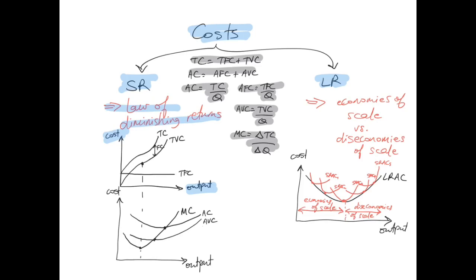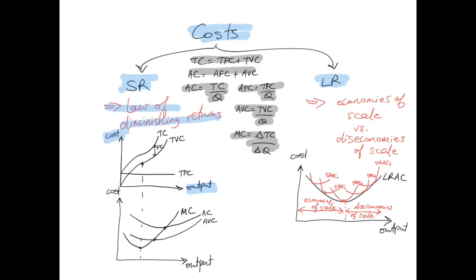Once again, from the TVC curve, you can derive the marginal cost curve. When TVC is increasing at a decreasing rate, marginal cost is falling, and then marginal cost begins to rise. The average cost and the average variable cost curves are both U-shaped, with the minimum AC and the minimum AVC intersecting MC. Now remember, when marginal cost is lower than AC and AVC, both AC and AVC are decreasing. When marginal cost is higher, both AC and AVC are increasing.